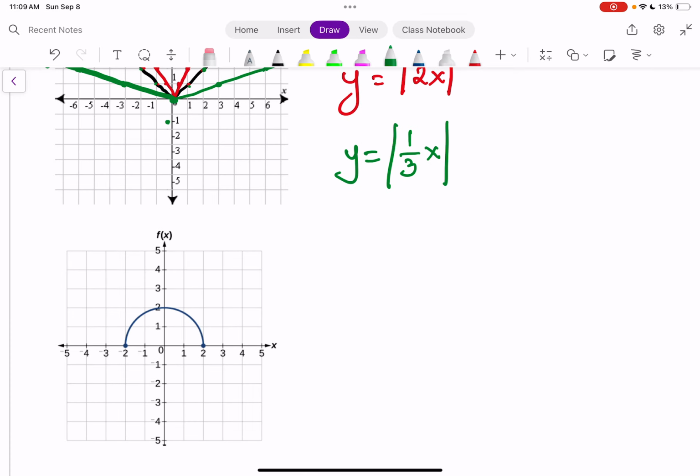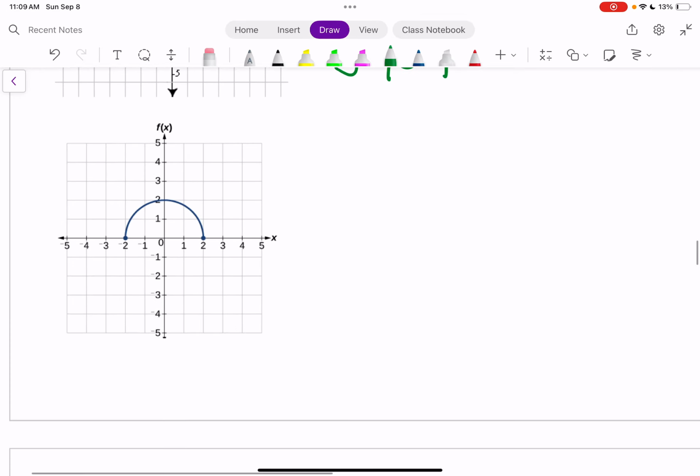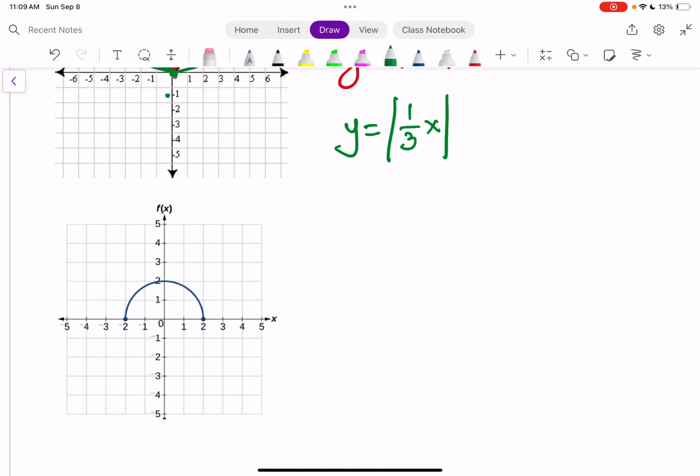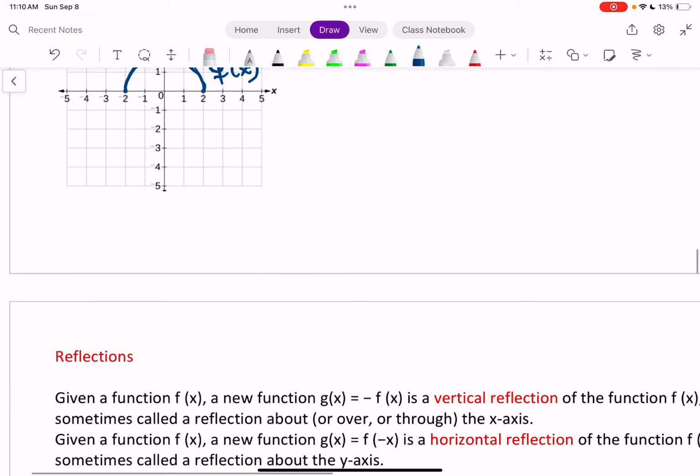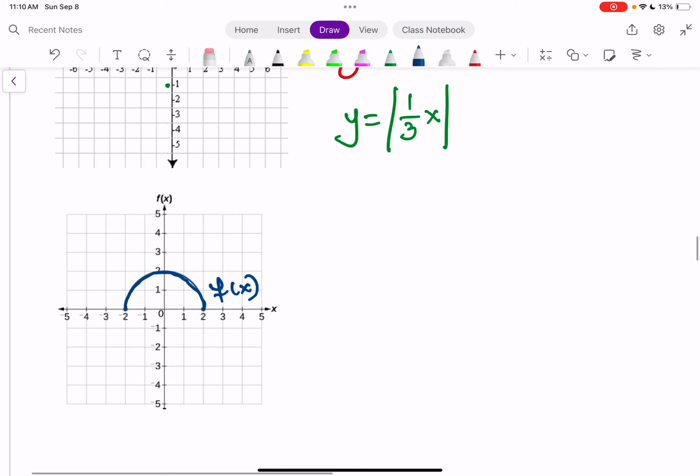So let's play with this function here and let's see if we can do some transformation. Let's say this blue half circle here is some kind of function f of x. I'm going to do both of them right now. I'm going to look at both x and y transformation. So how would I graph 2 times f of x?